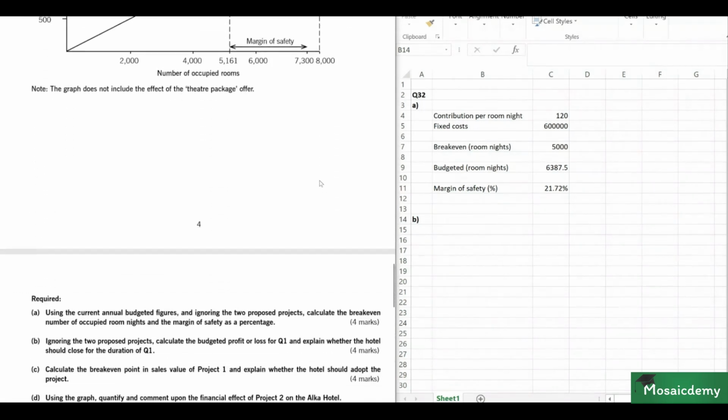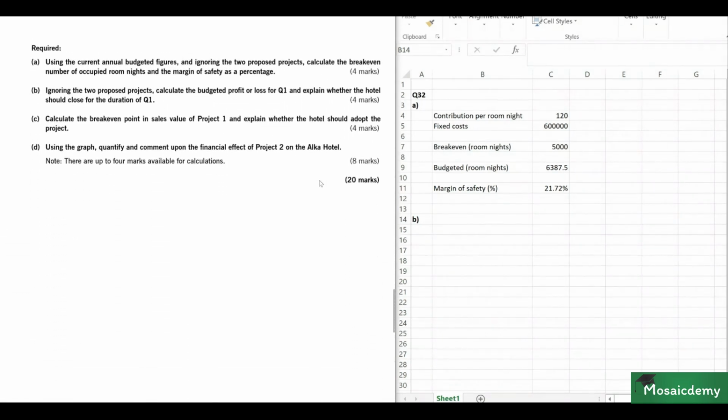Now, let's look at part B. Ignoring the 2 proposed projects, so we still ignore them, calculate the budgeted profit or loss for quarter 1. So this is a tip I need to give you guys. Please read the requirements very carefully, right? I know it's difficult sometimes in the exam, you're in a hurry and you skip over things.